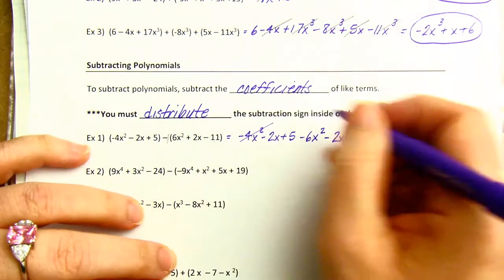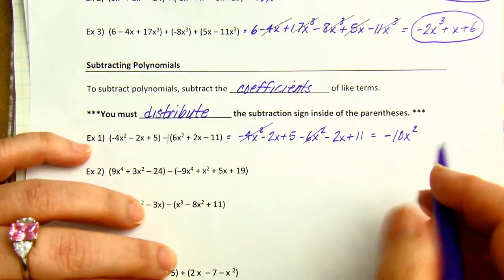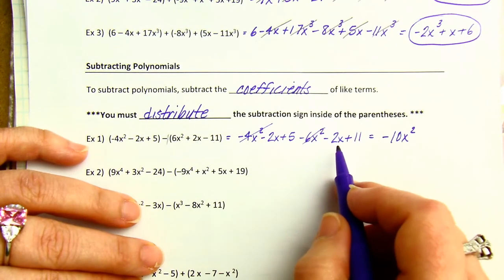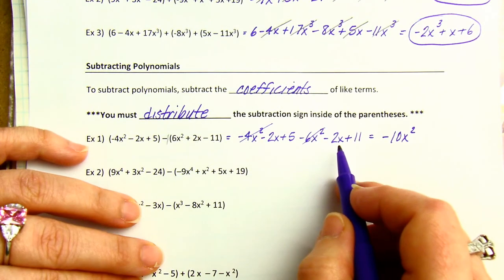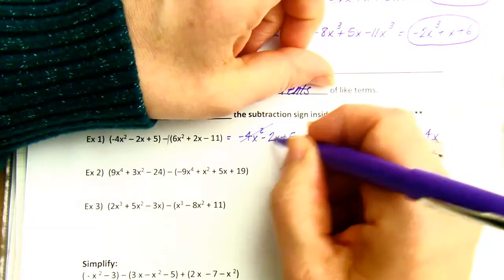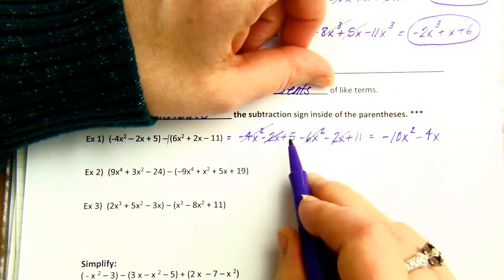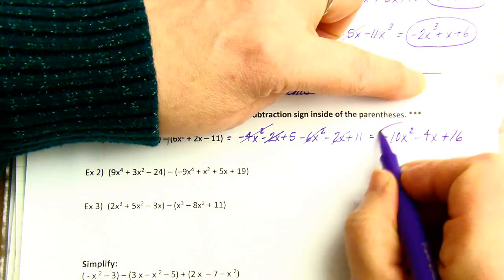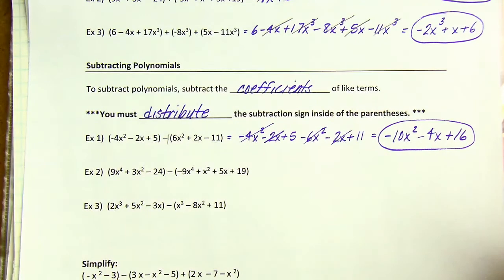So you can lightly cross those off. You combine them. That's quadratic. I need my linears. Negative 2x add negative 2x is negative 4x altogether. And here I've got 5 add 11. That's 16. All right, why don't you pause the video and do the next two examples on your own.